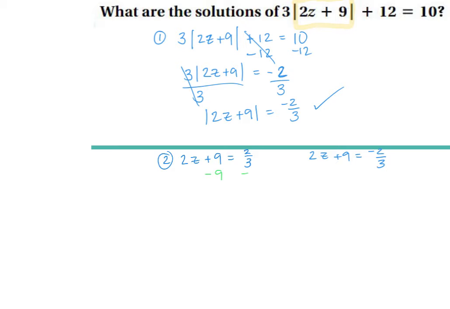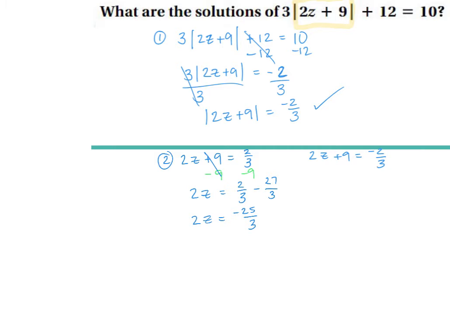Minus 9 from both sides. This becomes 2z equals, these canceled. Remember, 2 over 3 minus 9, we can't do that. We have to find a common denominator. So what we're going to do is change that 9 into something with a 3 in the bottom. And 9 times 3 is 27. Okay, so now it's going to look like that. So now we've got 2z equals 2 over 3 minus 27 over 3 gives us negative 25 over 3.